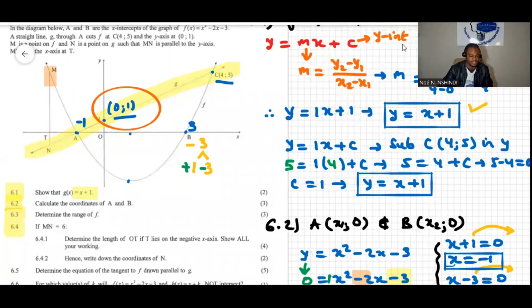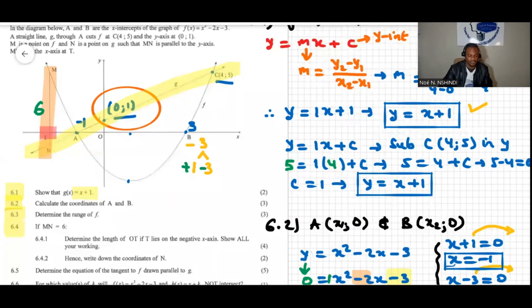If this length here is equal to 6 units, now question 6.4.1 says to determine the length of OT. Okay, so the length of OT is here.